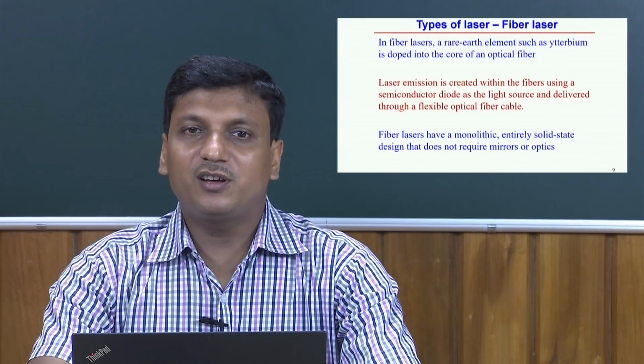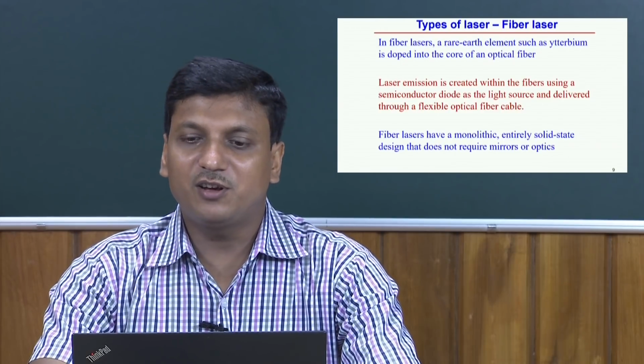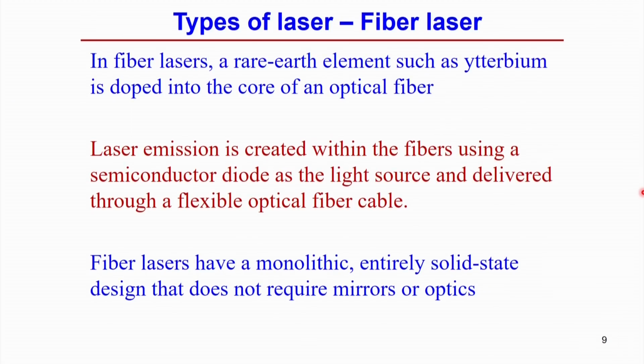Now, if we look into the type of the fiber laser, a rare earth element such as yttrium is doped into the core of an optical fiber. In this case, the laser emission, basically the emission of light within the fibers, uses a semiconductor diode as a light source and is delivered through a flexible optical fiber cable. So, that is the beauty of the fiber laser.